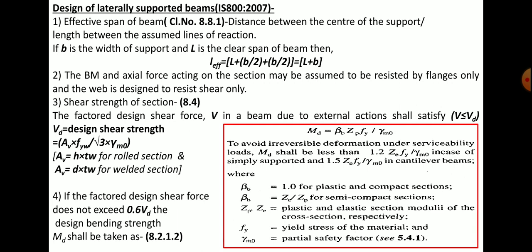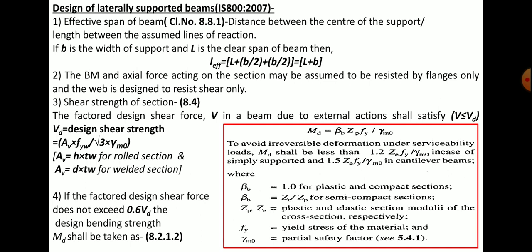For a rolled section you consider total depth or overall depth of section multiplied by thickness of web, and for a welded section you only consider depth of web multiplied by thickness of web. So using this you can calculate the design shear strength of your rolled section or of your welded section. Now this particular design shear strength is multiplied by a factor 0.6.